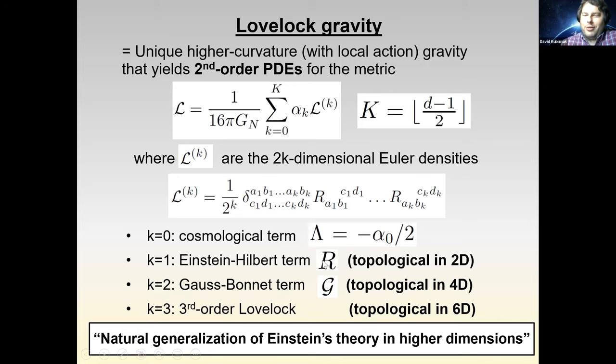So for example, the Ricci scalar is topological in two dimensions and only non-trivial in three. The Gauss-Bonnet term is topological in four dimensions and only non-trivial in five, and so on. So some people consider this Lovelock gravity as a natural generalization of Einstein theory to higher dimensions. All right, so what we were trying to do is take this Gauss-Bonnet term in higher dimensions and basically take the limit to four dimensions and produce a non-trivial theory.